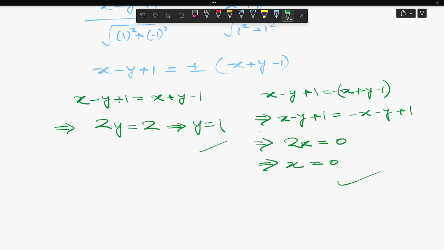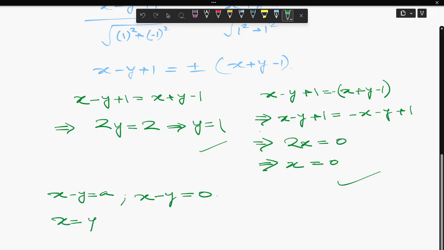So the bisectors x equals 0, that means the y axis, and y equals 1 form a right angle triangle with the lines x minus y equals a and x minus y equals 0, which are x equals y, or x equals y plus a. Okay, let it be. So now after that, what can be done here?